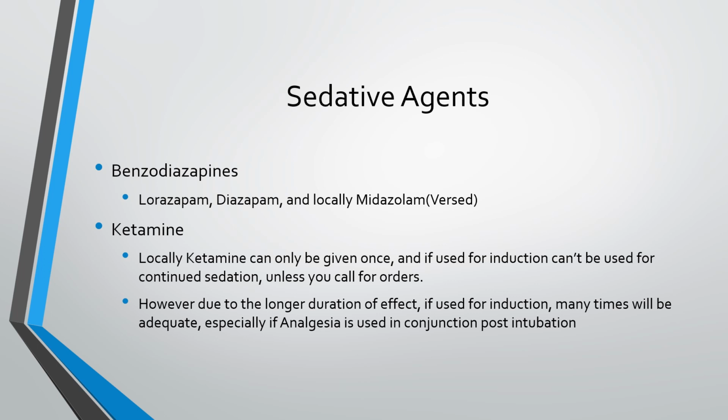Locally, ketamine can only be given once. We can give it a second time if we have orders. It is not a protocol deviation, since it's in the protocol to just call for orders. So all you're doing is following protocol, but you have to call for it first. Typically we don't need to, due to our duration of action being as short as 15 minutes, but many times 25 to 30 minutes is pretty average across the board. I've seen 45 minutes in some patients.